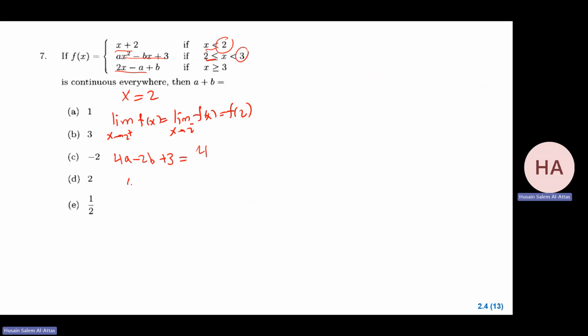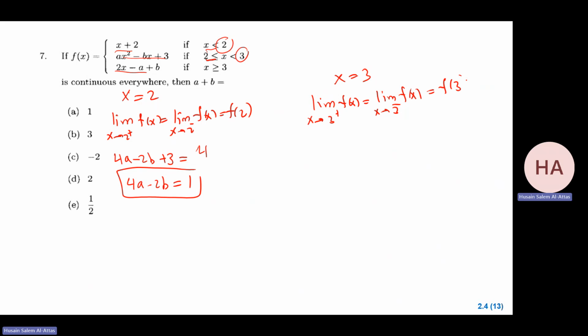So what is the equation? 4a minus 2b equals 1. This is the first equation. Second equation, 3. Limit as x goes to 3 from right should be equal to limit as x goes to 3 from left, equal f of 3. F of 3 is just redundant. 3 plus, I have what? 6 minus a plus b. 3 minus, I am there. That will be 9a minus 3b plus 3.